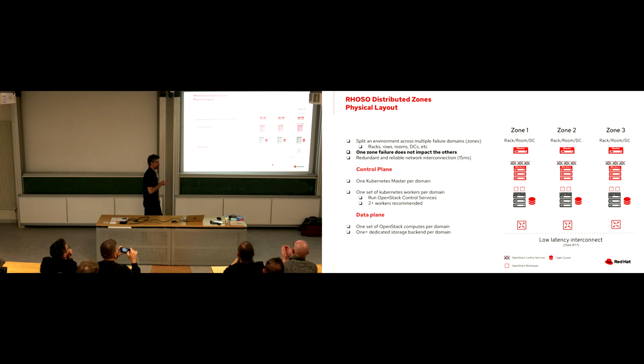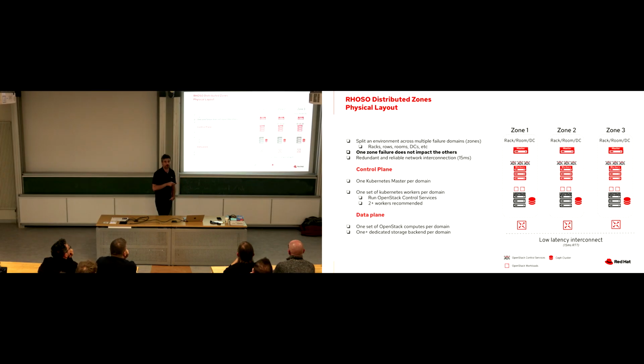All right, heavy slide. This is a more low-level view of what I just presented. So as mentioned, we want to split the environment in 3 zones. Why 3 zones? Because you have quorum, especially with MariaDB, the masters for Kubernetes and so on, so you need 3 zones. Here in red, you have the workers, the OpenStack control services, and we replicate that across the 3 zones. So we want one Kubernetes master per zone. Obviously, if one fails, we want to be alone in that zone. We want one set of Kubernetes workers per zone, right? The ones that are running the OpenStack control services.